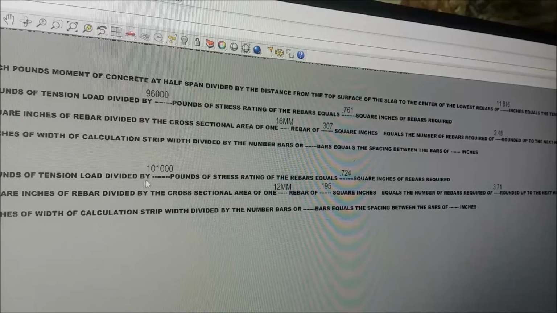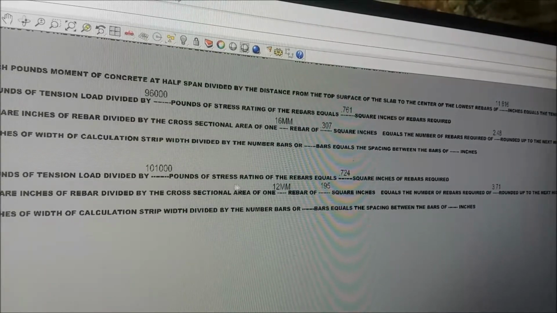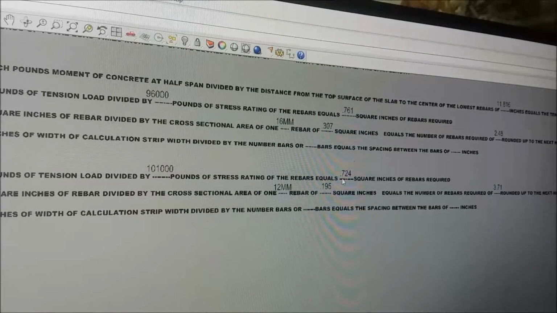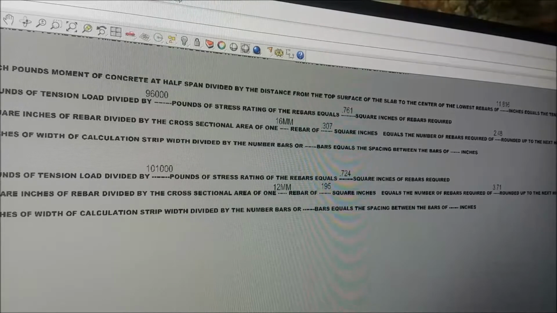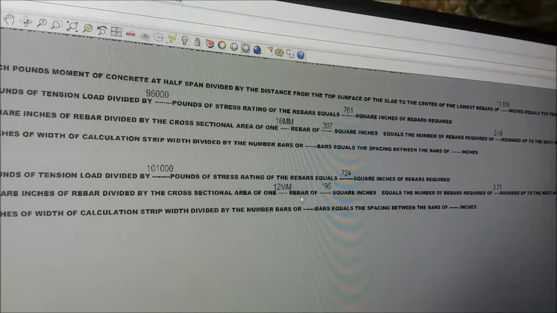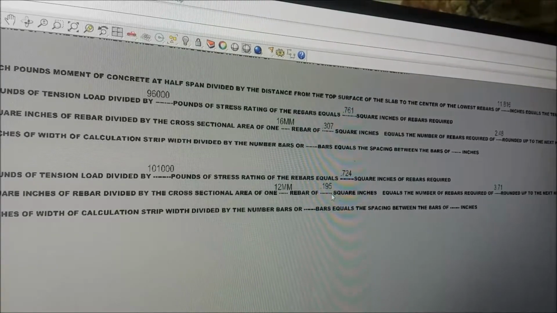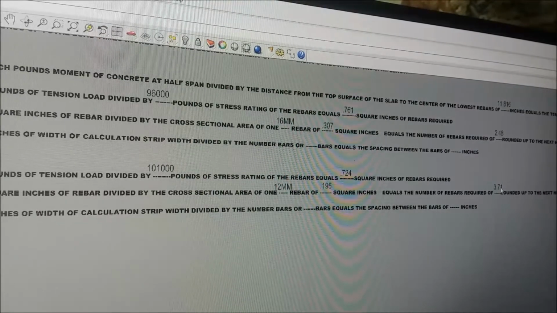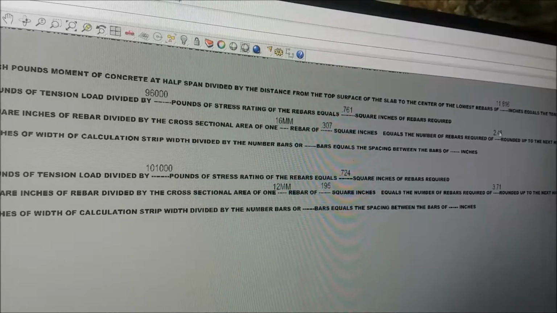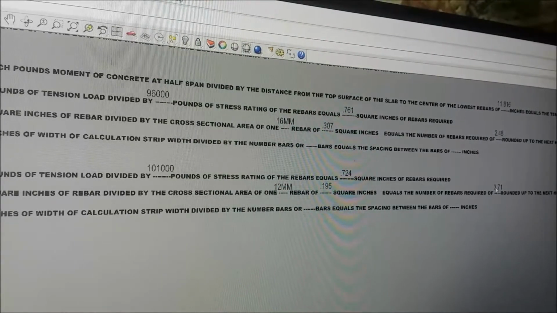73,078 pounds of tension divided by 101,000 pounds per square inch stress rating equals 0.724 square inches of rebar. 0.724 square inches of rebar divided by the cross-sectional area of one 12-millimeter rebar, which is 0.195 square inches, equals the number of rebars required of 3.71. That will round up to 4. So we need 3 number 16s or 4 number 12s to do the same job.